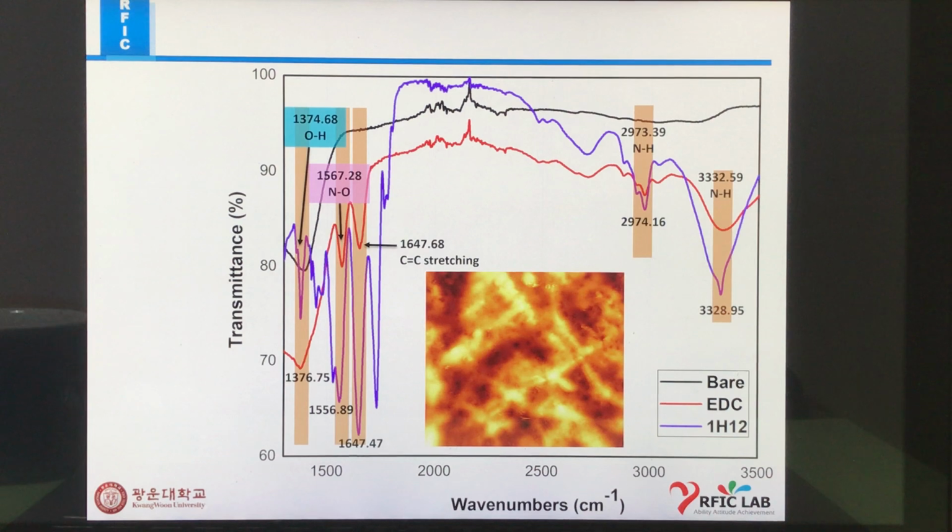Here we also combine the three different kinds of samples in one frame, and then check whether the different peaks have any changes, in a step by step mode. The bare chip is the black line, the red one is EDC, and 1H12 is the blue line, functionalized with the antibody and antigen. So we got the NH2 peak at 3328.95, and the NH bond is also present in this peak, and the C=C double bond stretching at 1644.7, and 1556.89 which shows the NO bond, and the remaining OH hydroxylic bond is at 3676.75, which shows the transmittance changes in terms of wave numbers.